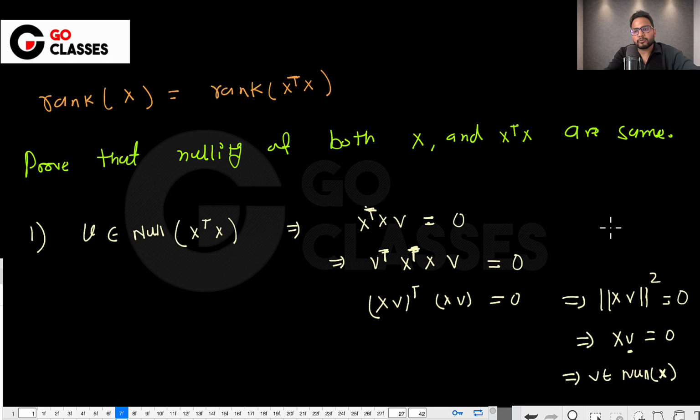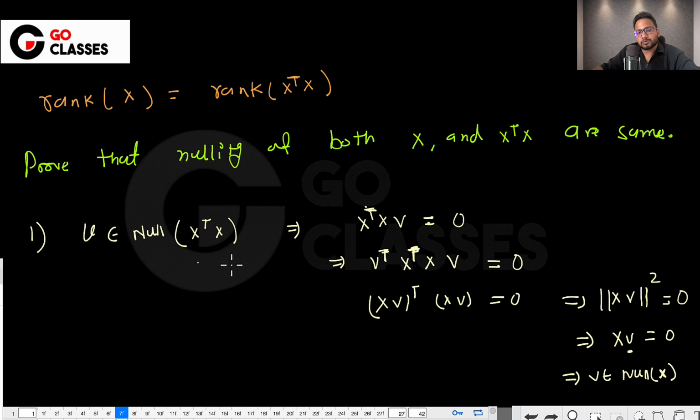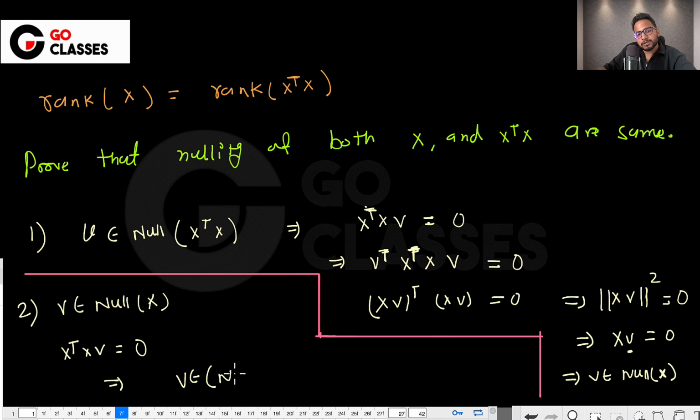I hope you are trying to understand what I'm trying to say. I'm just saying that if V is in the null space of X transpose X, then V is in the null space of X, and the reverse is also true. Let me just prove the reverse, which is actually very easy. If V is in the null space of X, then obviously X transpose X V is also 0, which means V is in the null space of X transpose X also, right?